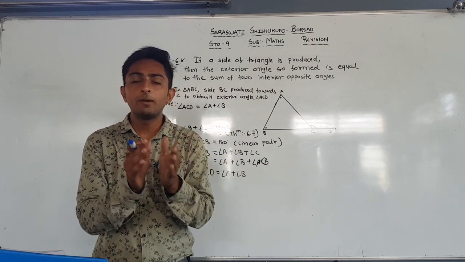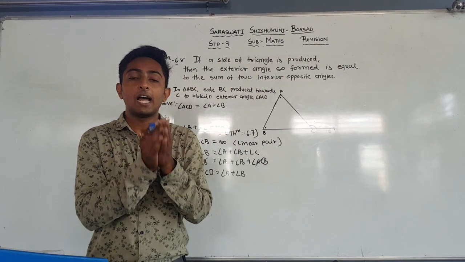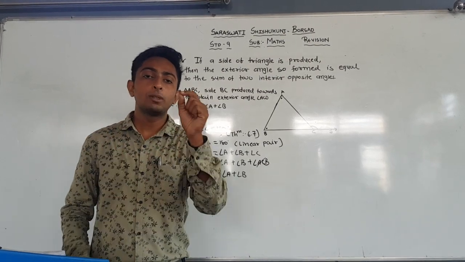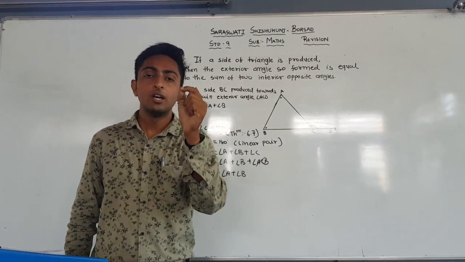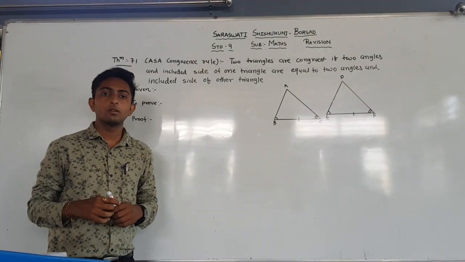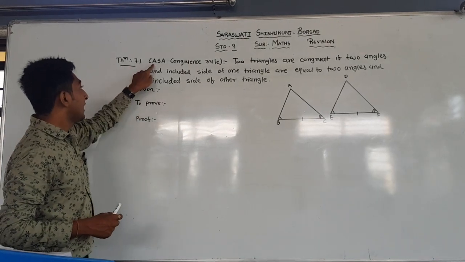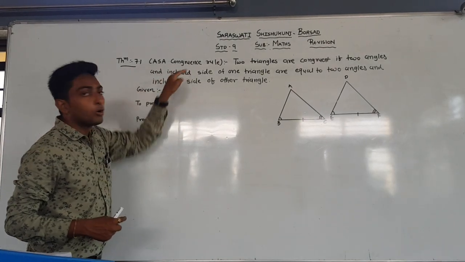Now we are moving to the next chapter, that is chapter number 7, and we are going to give the proof of theorem number 7.1. So let's see theorem number 7.1, the ASA congruence rule.